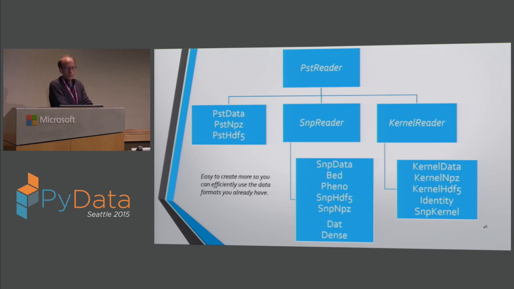Here's a summary of all the formats. We had PstReader, snpReader, and kernel-reader. These are all abstract. You don't actually create a class with these names. But under PstReader, we have PstData, NPZ, and HDF5. Under snpReader, we had all these. There's a few others that I didn't talk about. And under kernel-reader, there's these. And it's easy to create more. Just do the little bit of work to create a reader, and then you have access to all the other features.